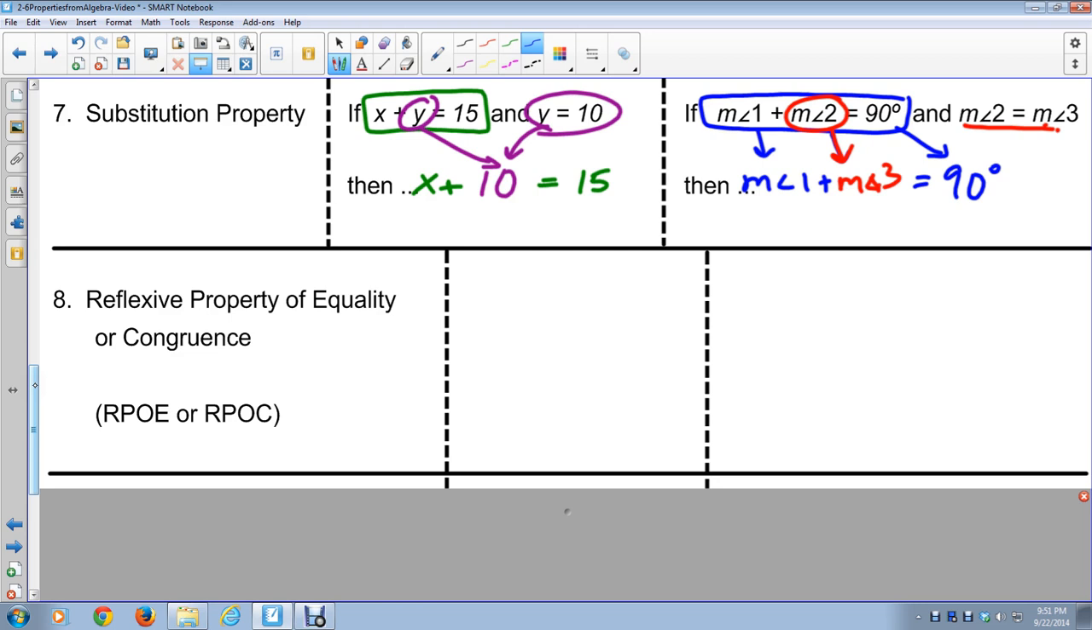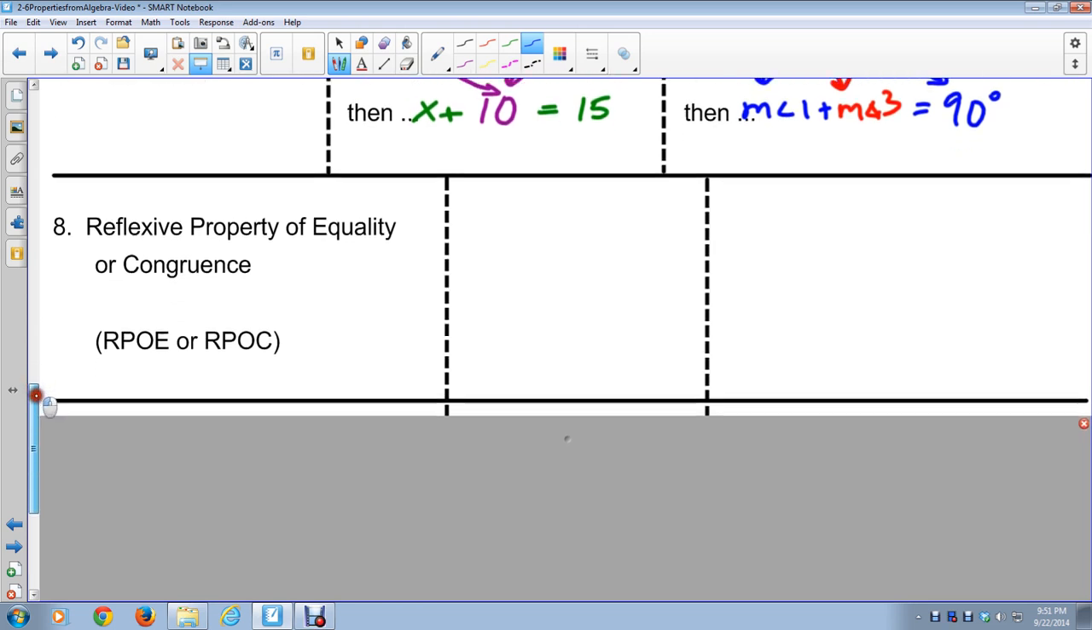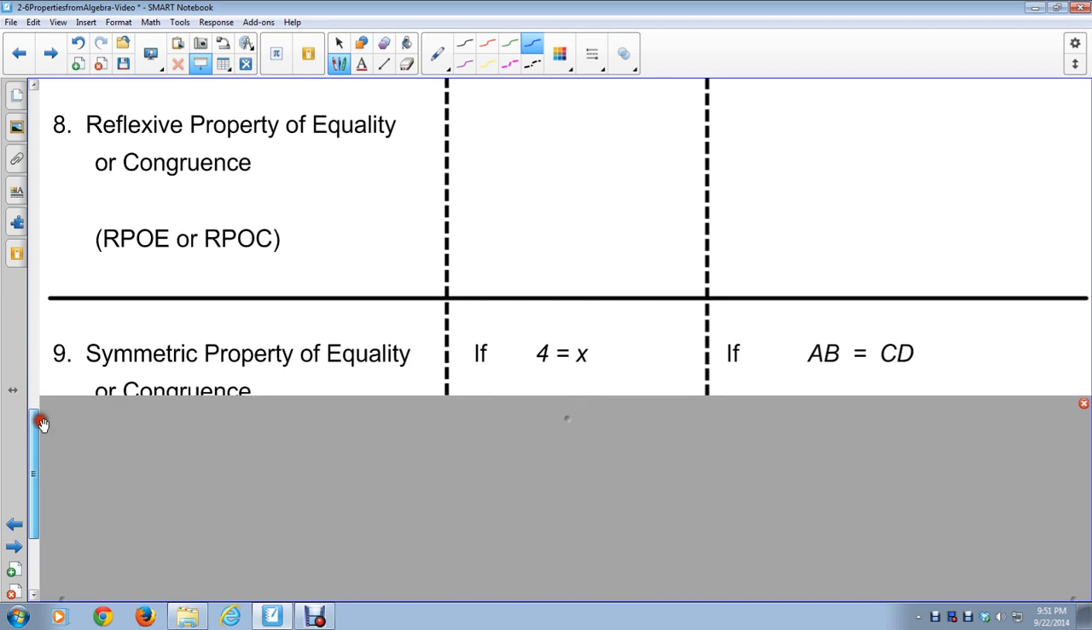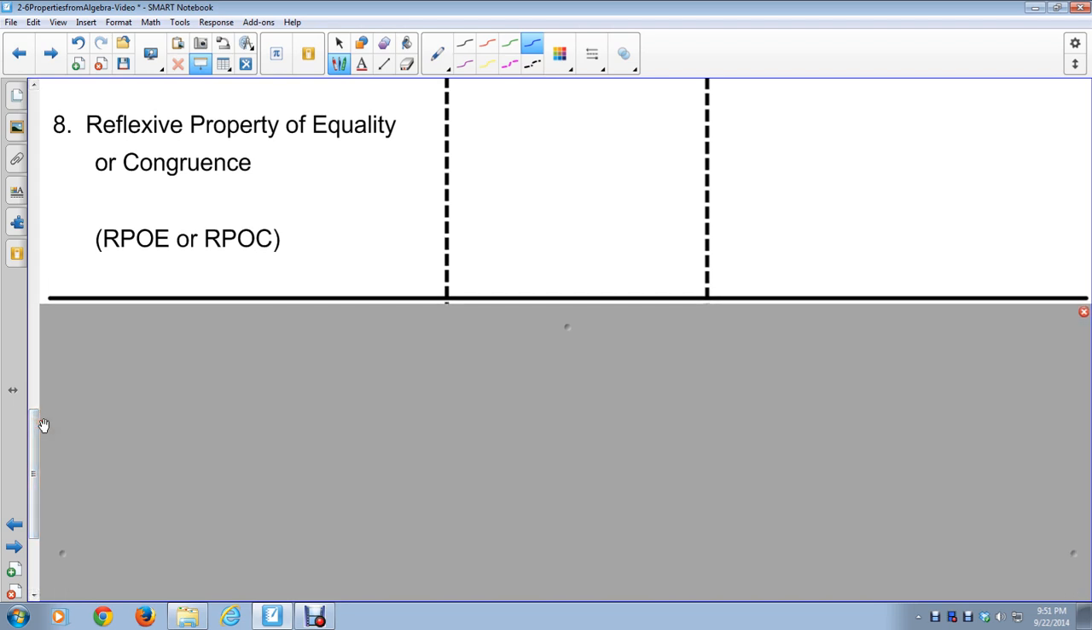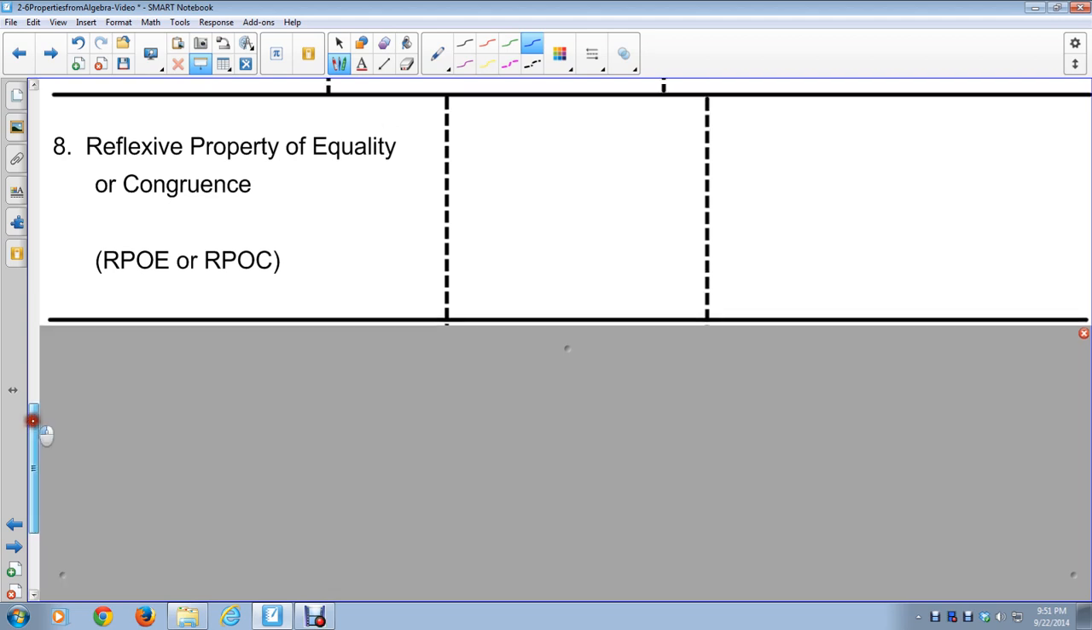We've got 3 more properties we need to cover. You have used these, but I'm guessing that these terms are probably not as familiar to you. But you've definitely used these properties or the concepts that we're talking about. We've got the reflexive property of equality or congruence. It works the same way. We can just say it with an equals or with a congruence. I'll show you 2 examples to sort that out.